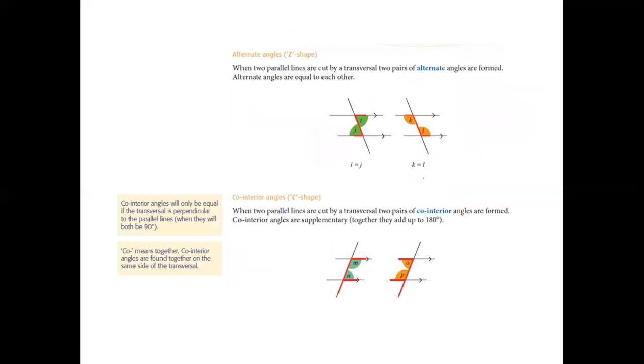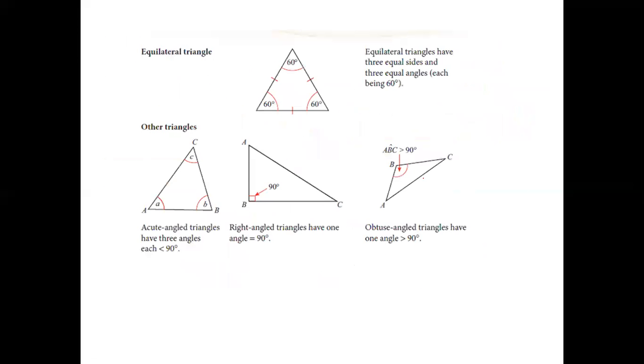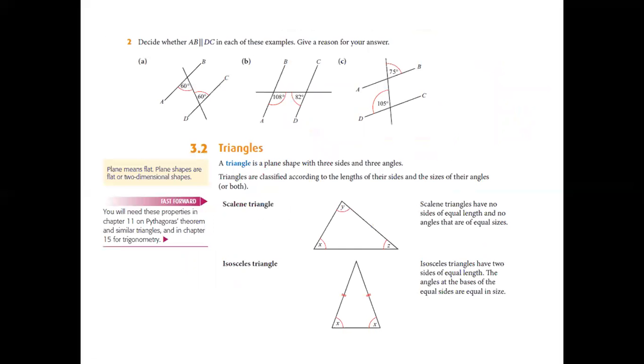Today we will continue with triangles, the properties of triangles, and after that we'll see the quadrilaterals. Okay, let's start today's lesson. What is a triangle? A triangle is a plane shape with three sides and three angles.